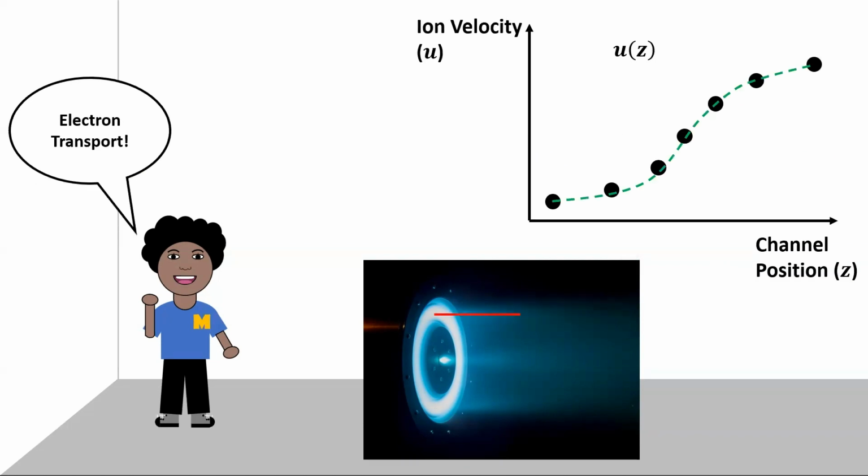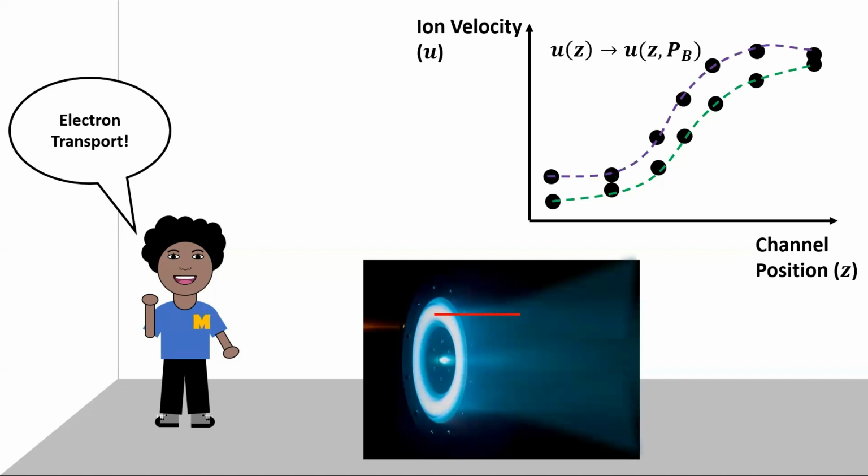We can also apply this to electron transport in our thruster channel and how it can affect our ion velocity as well. We can measure these velocity profiles and fit models dependent on things like the number of electron collisions in the channel and learn the associated parameters. We can also determine how electron transport can relate to back pressure or thruster power as well.